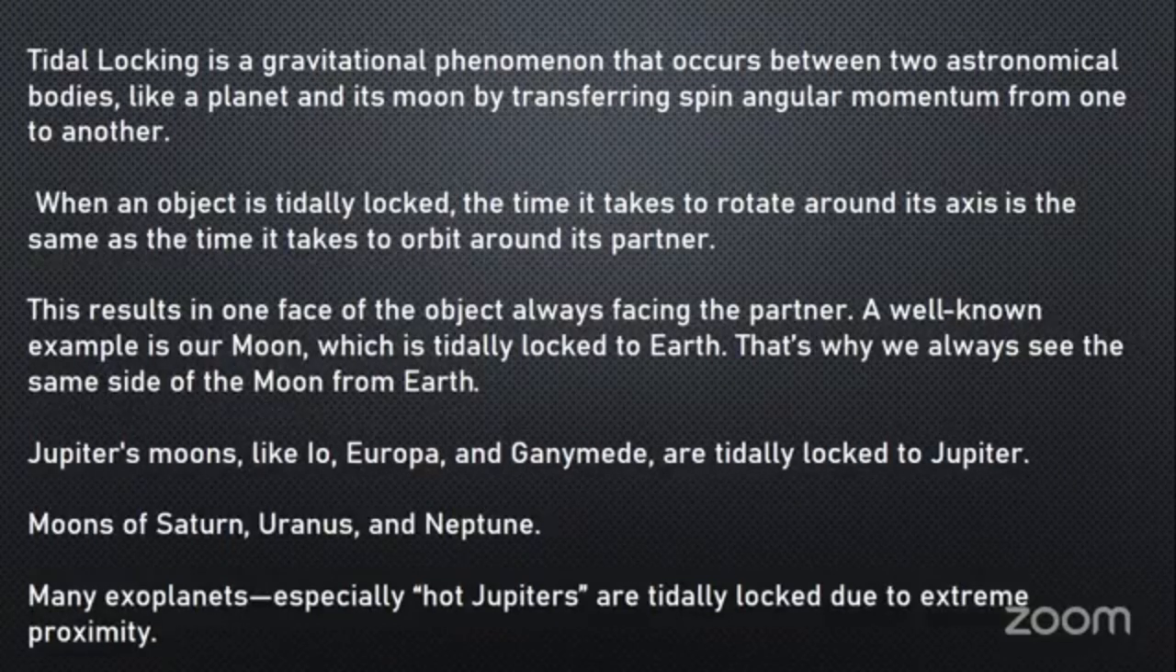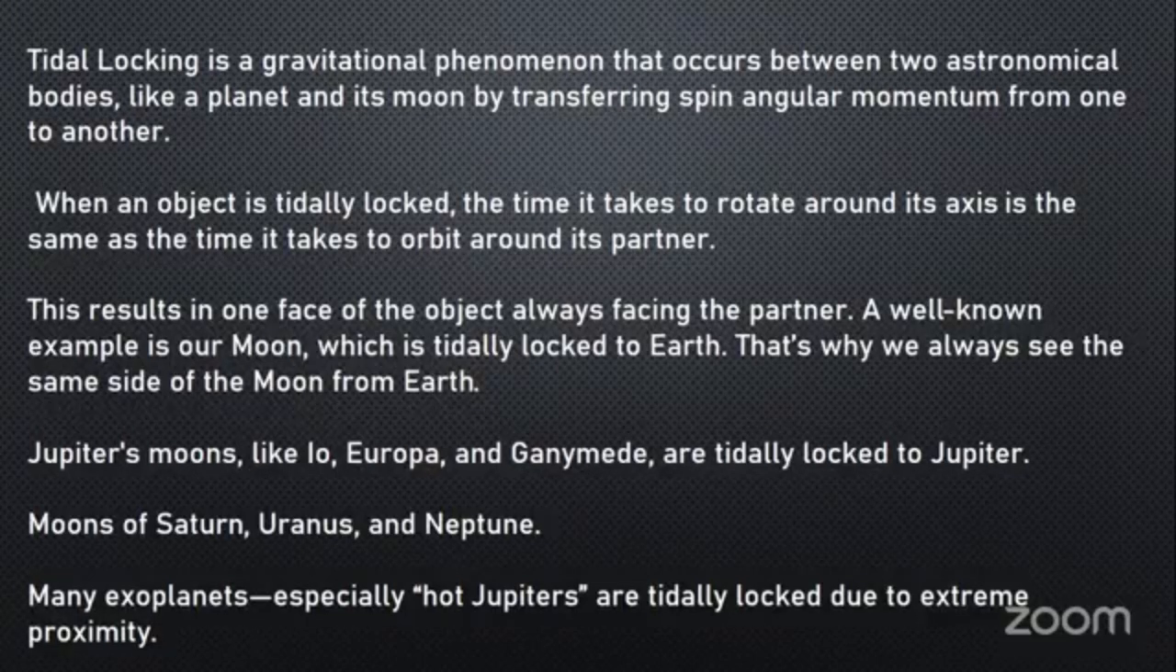A well-known example of this is our moon, like we have always seen. It is rotating at the same rate at which it is revolving around the Earth. That is why we always see one side of the moon facing Earth. It is actually spinning, but we can only see one face facing us.